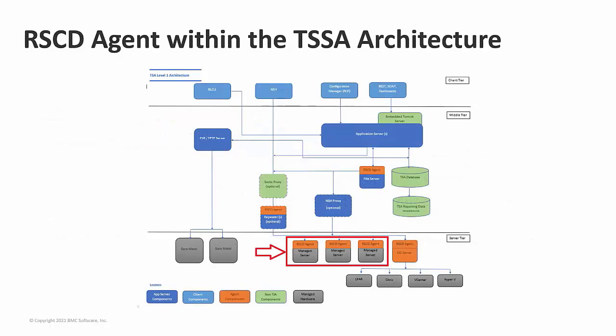Here's the TSSA architecture, which consists of 3 layers: client, middle, and server. The client tier contains NSH, console, REST, SOAP, or BLCLI calls. In the middle tier, it has the application server and database as major components. RSCD agent belongs to the server tier, which is installed on the target machine to manage the server.